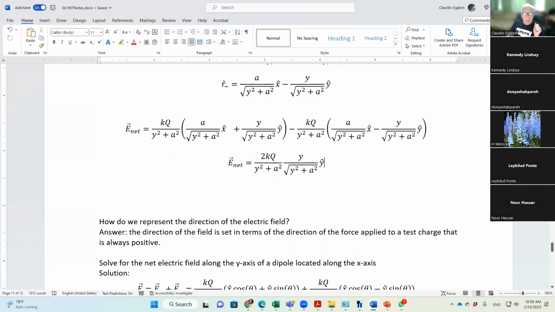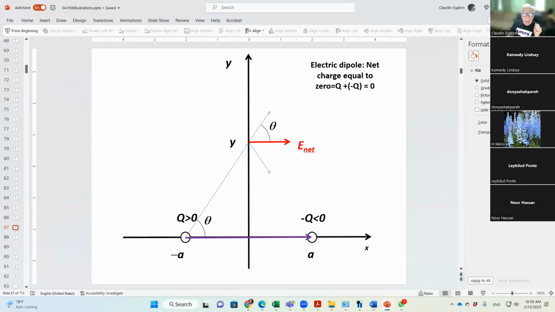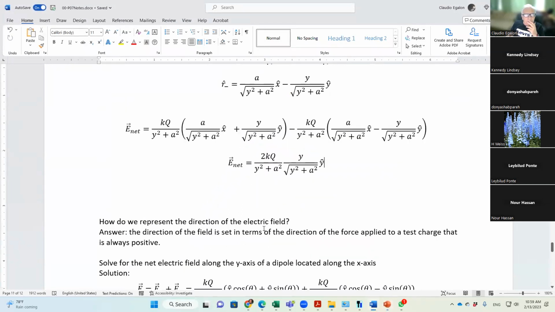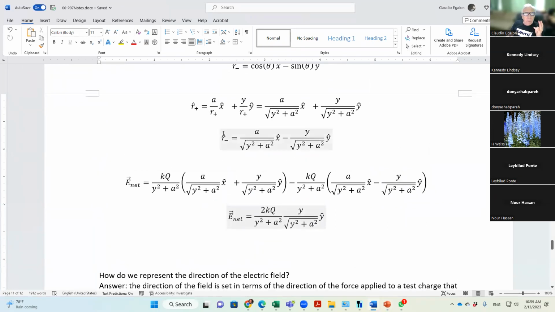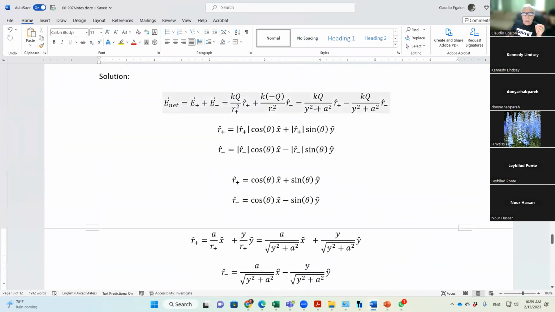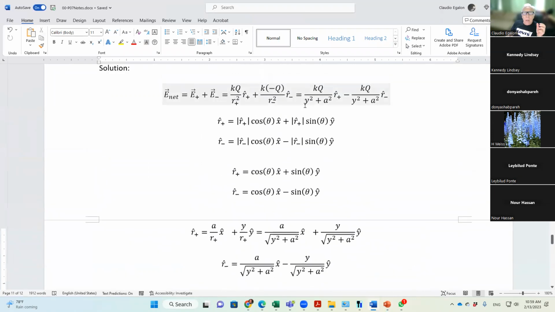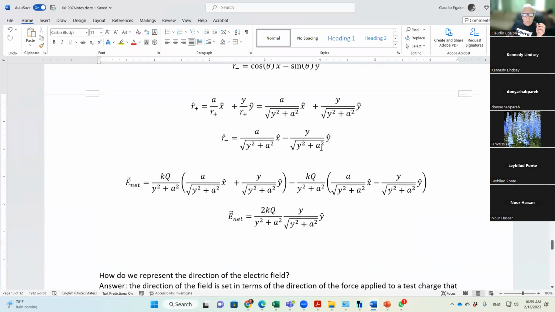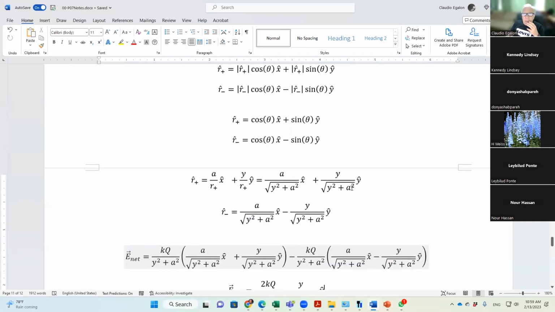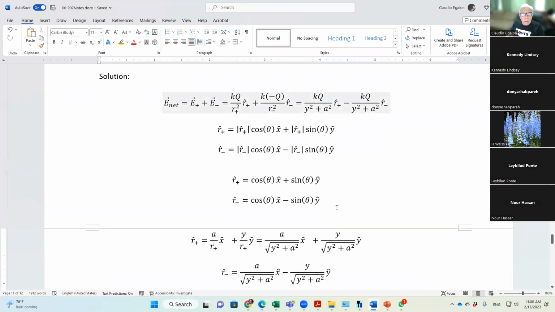Let me see if I got it right. I'm getting along the y-axis. It looks like I made a mistake here, because you're supposed to get along the x-axis. Help me out here. Let's see, minus. Okay, I have to substitute here. Let's see what I did wrong here. Anybody see anything wrong here? Yeah, it's not the x-axis. Oh, that should cancel out.